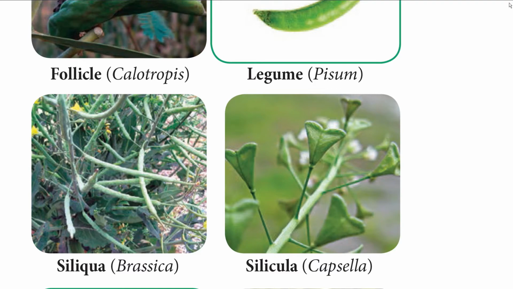The third one is siliqua. Siliqua, example, Brassica. The fruit will develop from the bicarpellary syncarpous superior ovary, and this initially will have only one chamber, and it will become two chambers due to the formation of the false septum, which is called replum. And the fruit will dehisce along two sutures. The fourth one is the silicula. Example, Capsella. The fruit will be similar to siliqua, but it will be shorter and broader, and they also divide with the help of the false septum along the two sutures.